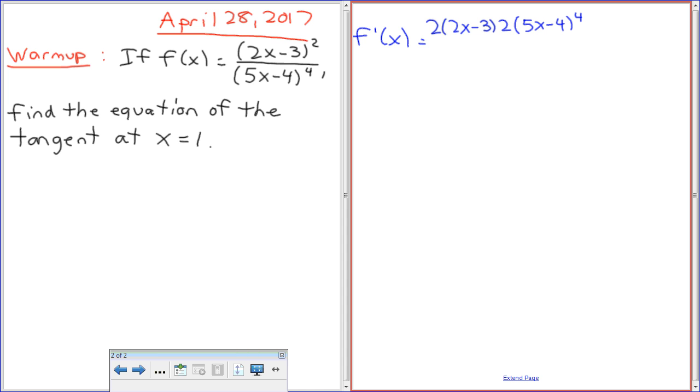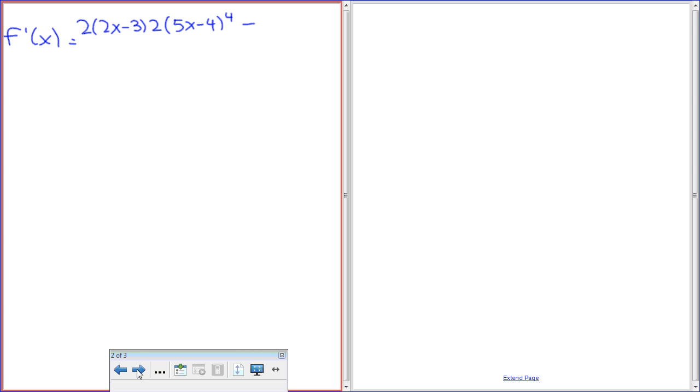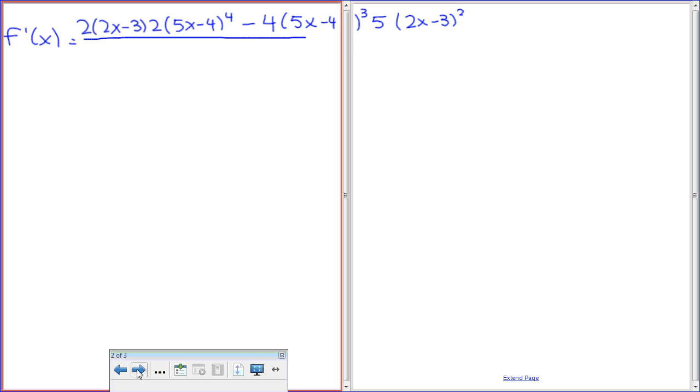And then minus. Okay, go ahead, so minus 4 bracket (5x minus 4) to the 3 times 5, and then bracket (2x minus 3) squared. Right, and your denominator is? (5x minus 4) to the 8.